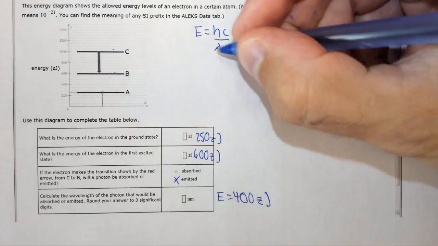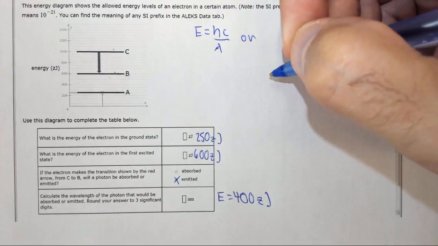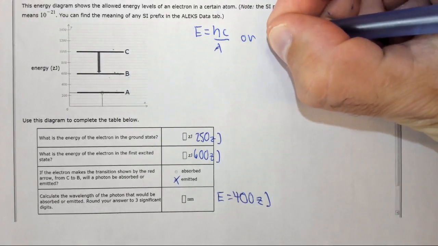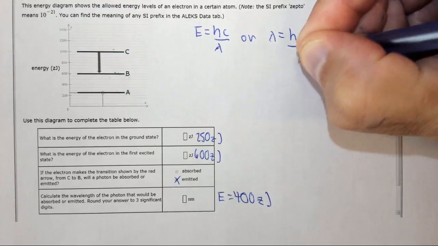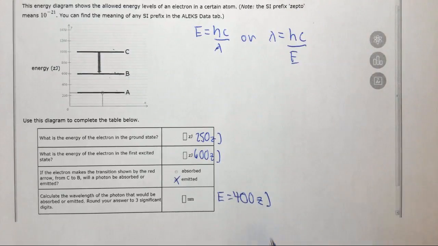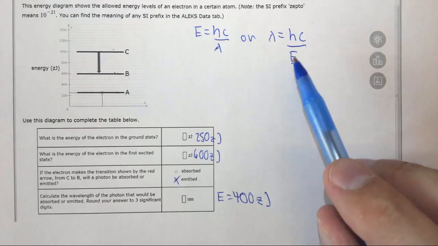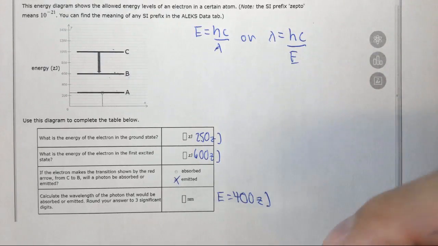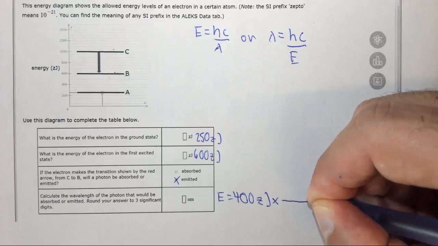Well, using the equation E equals hc over lambda, we can actually calculate the wavelength of this photon. Because if we rearrange this equation, as I've done in other videos that are on this playlist, lambda equals hc over E, the energy. But we can't plug in the energy in zeptojoules. We have to plug in the energy in joules. So we need to convert this to joules.